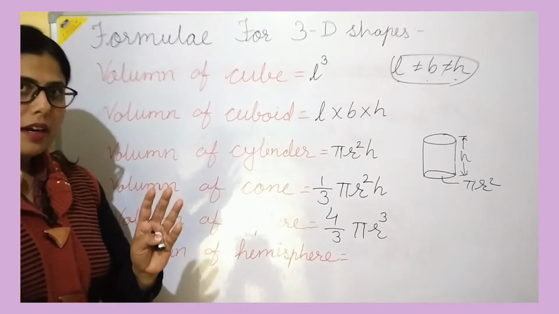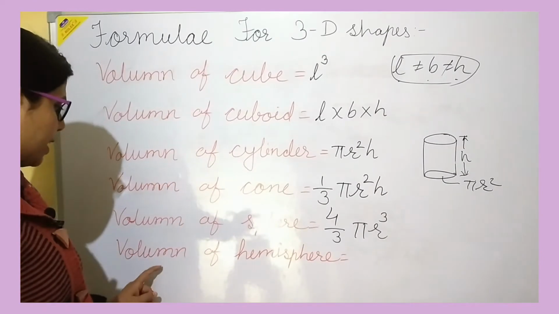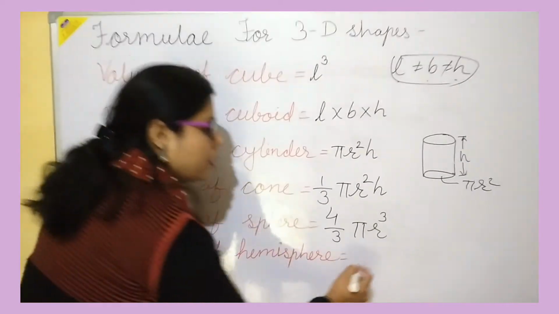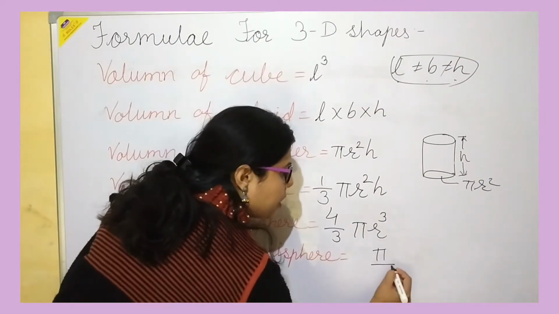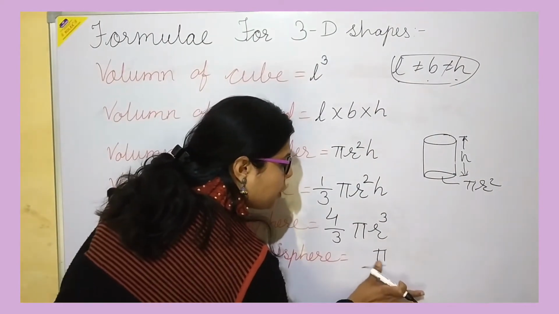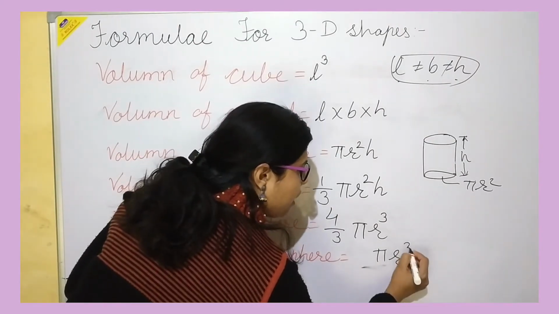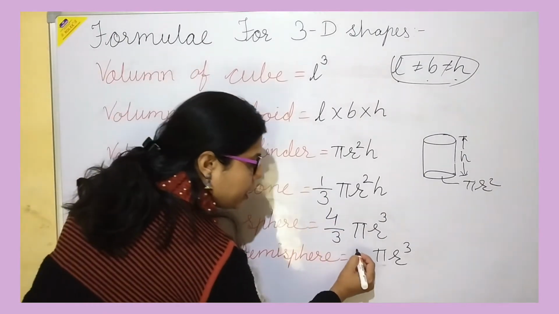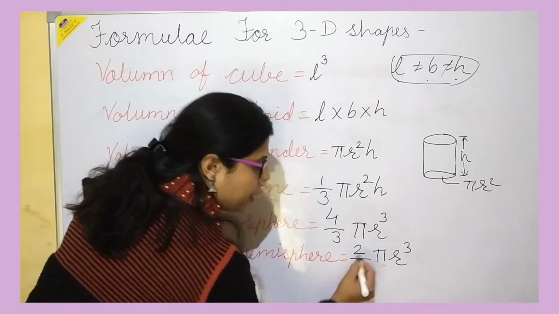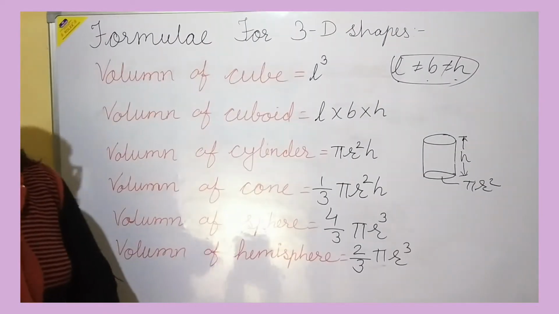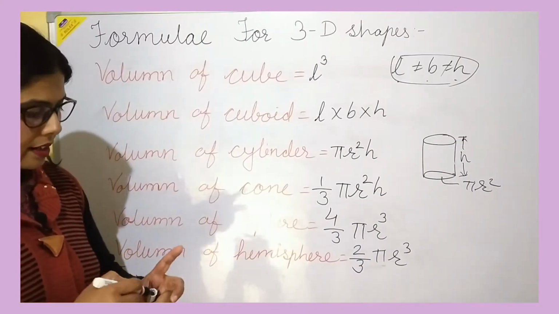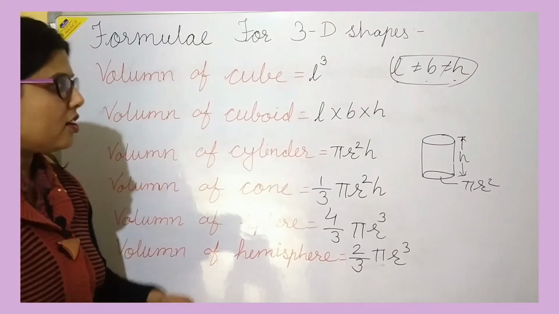One short trick I would like to tell you here, about volume of sphere and volume of hemisphere. One thing is common, that is pi r cube. You only have to change the 4. In place of 4 you have to write 2, and the formula is 2 by 3 pi r cube. Very easy. Let's take a quick revision of all this.